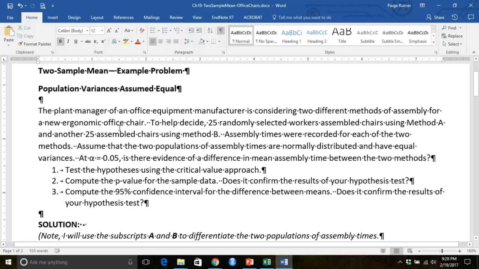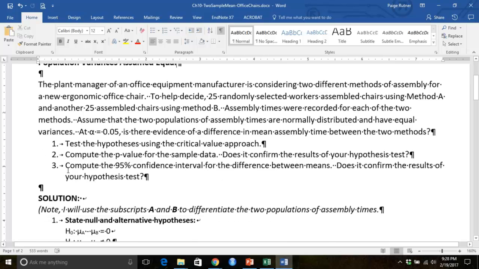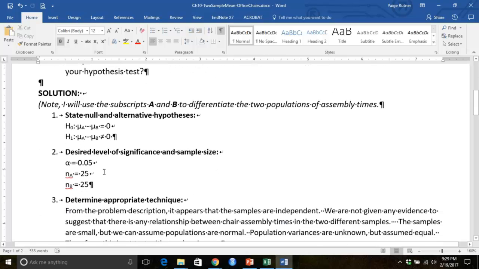So I've got the same problem stated here, and then I've also got instructions for three things that we need to do. First of all, we're going to test the hypotheses using the critical value approach. Then we are going to compute a p-value based on our sample data and see whether it confirms the results that we got with the critical value approach. And then finally, we're going to compute a confidence interval for the difference between means and then see whether that confirms what we found out with our critical value hypothesis test. So we're going to work through all three of these, but we will start by stating our hypotheses.